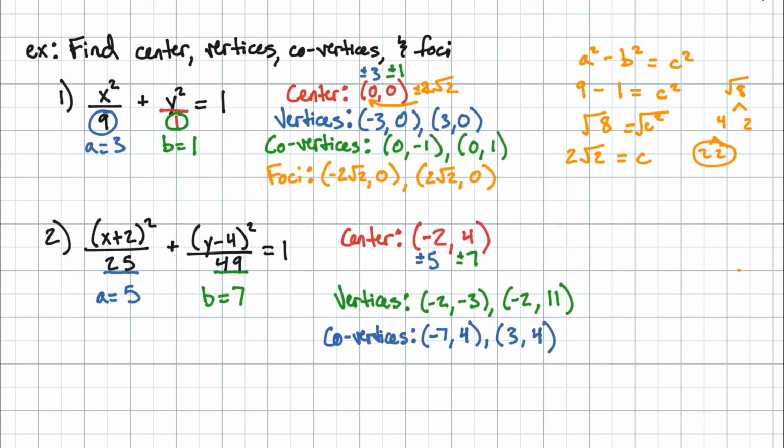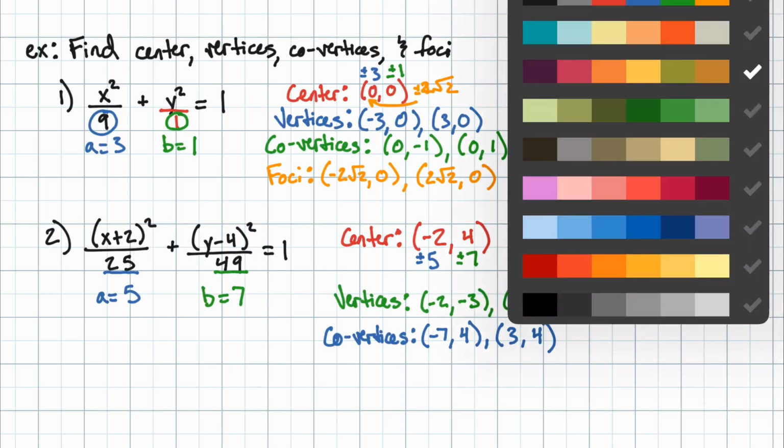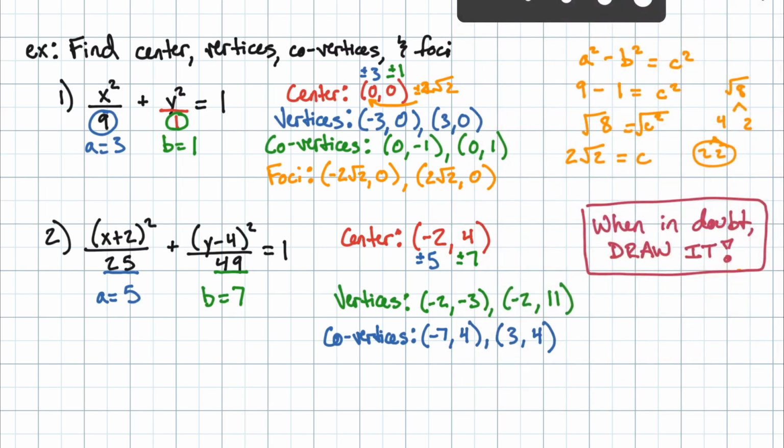Okay, so like I said, if that plus or minus 5, plus or minus 7 confuses you, what can you do? Draw it. I'm going to write that in pink. When in doubt, draw it. And now I think that'll connect everything for you if you're still a little bit confused.